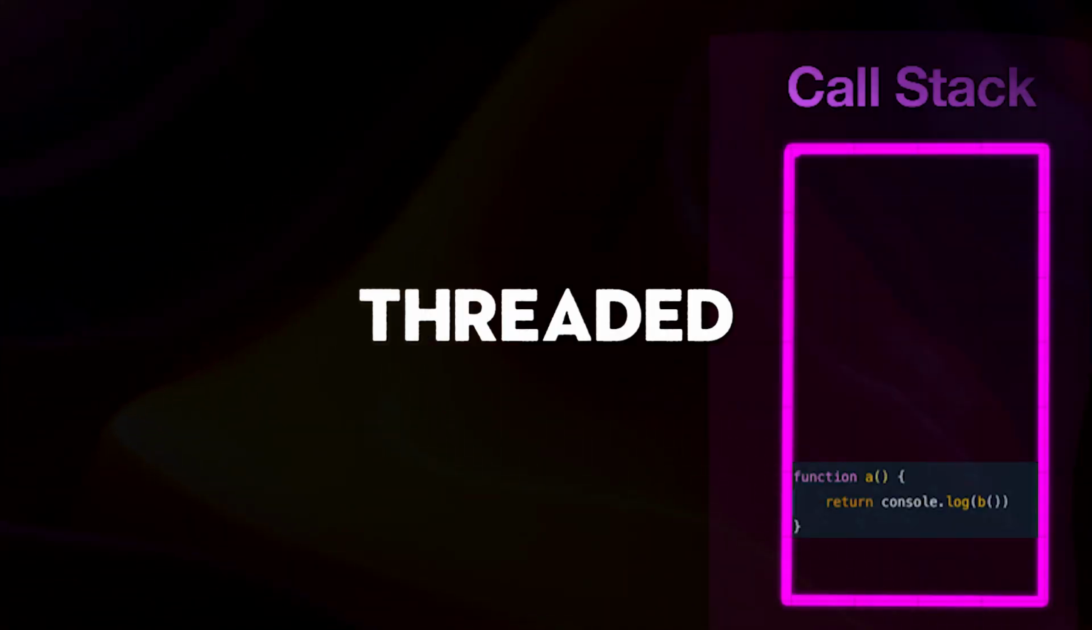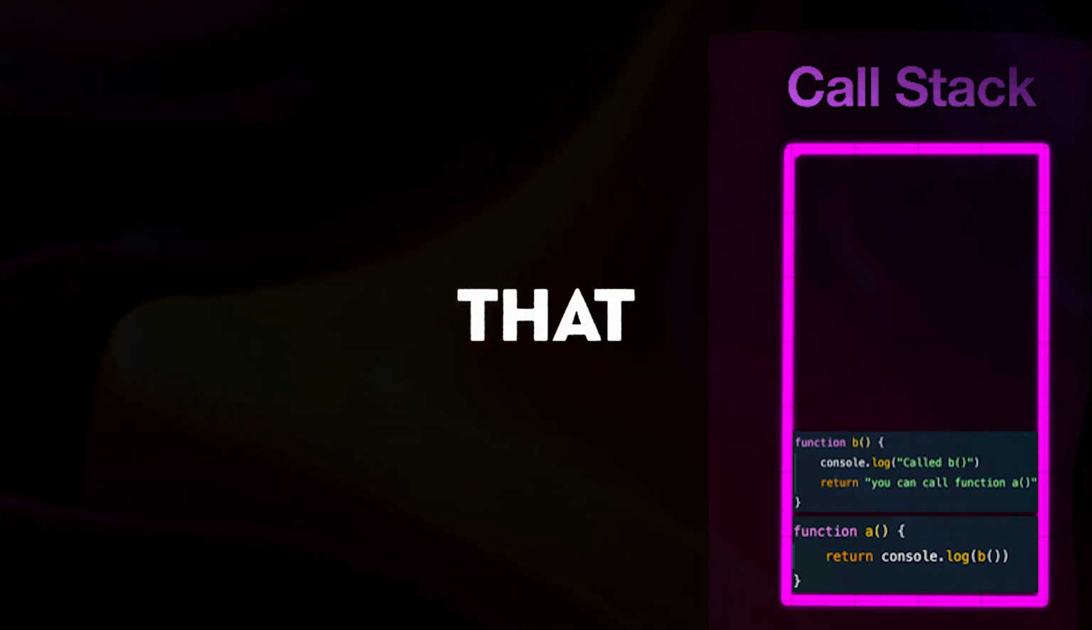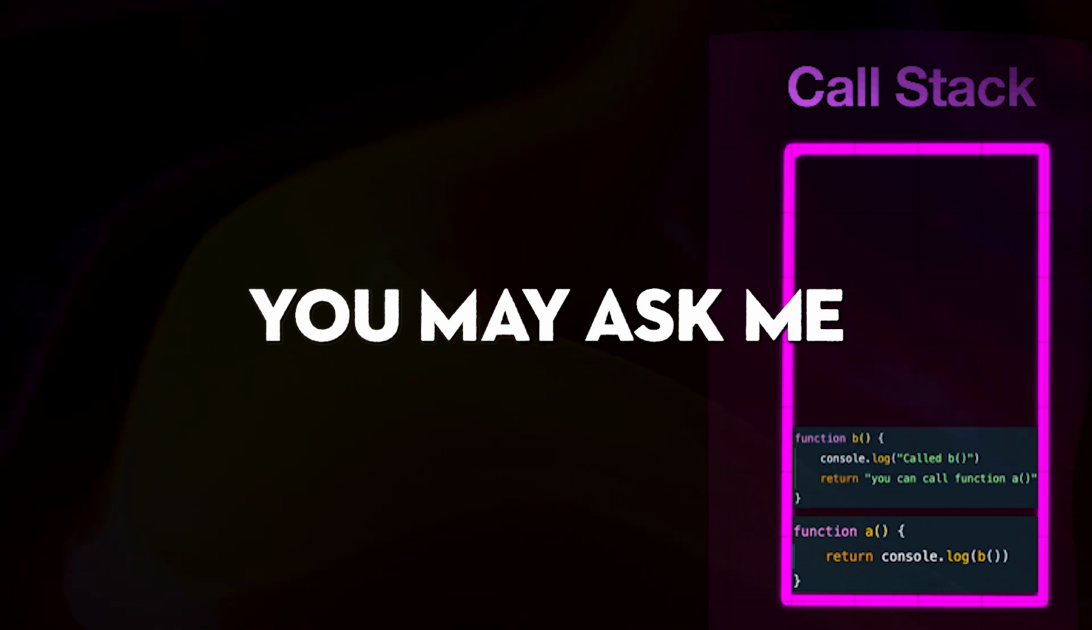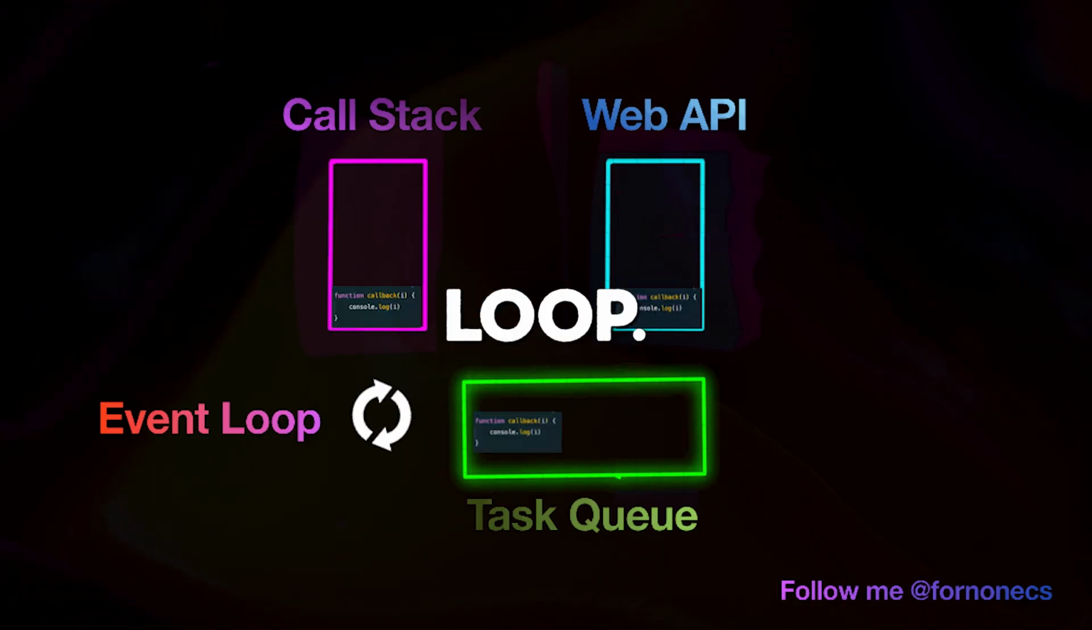JavaScript is a single-threaded programming language, which means that it can only process one task at a time. Now you may ask me, if JavaScript is single-threaded, how do we have the ability to execute some block of code at a later time without blocking the code execution? Answer: the event loop. Now let's do a quick recap on var and let.